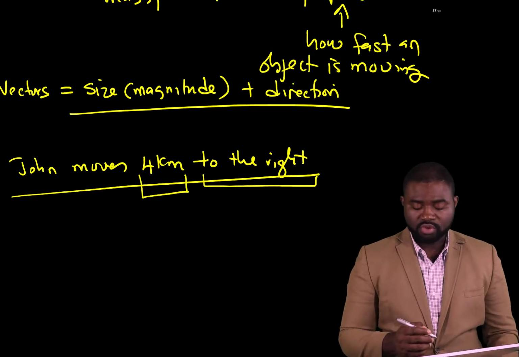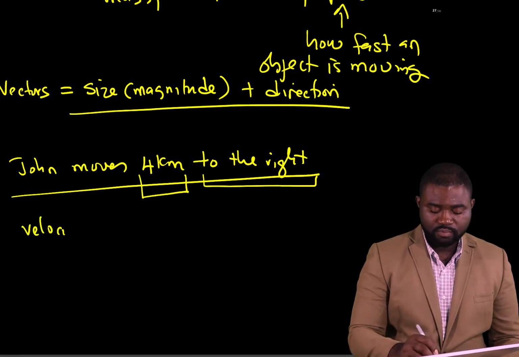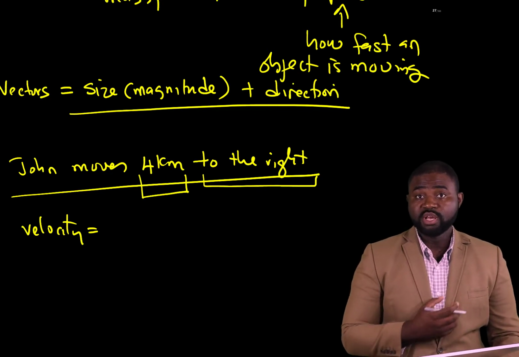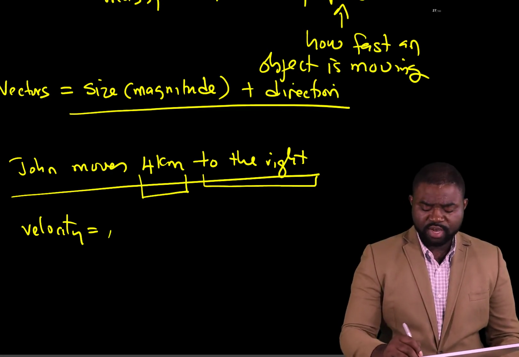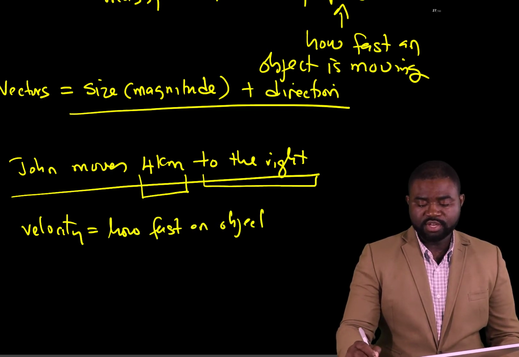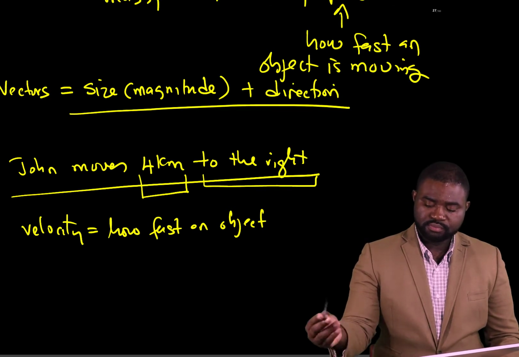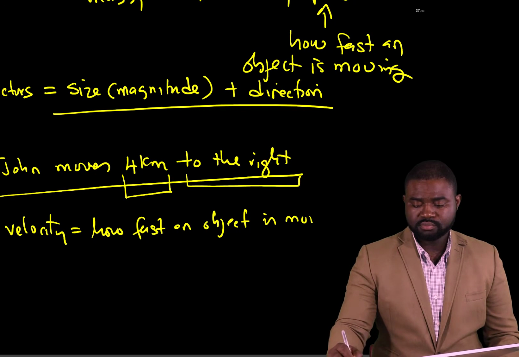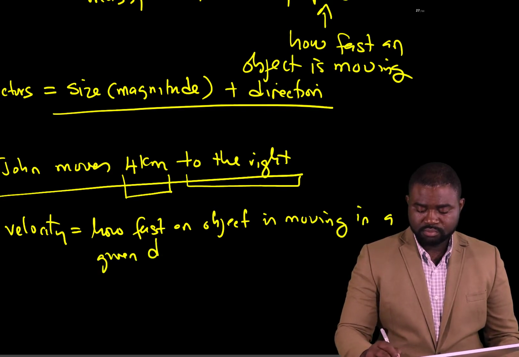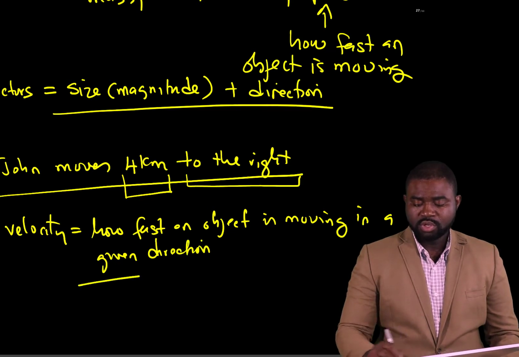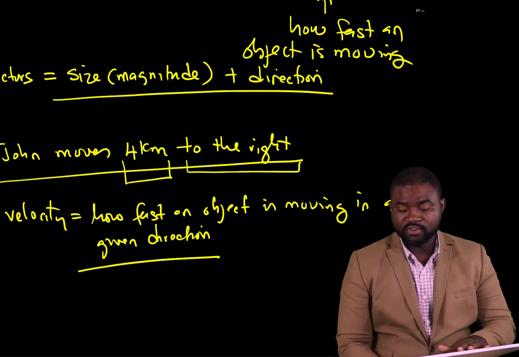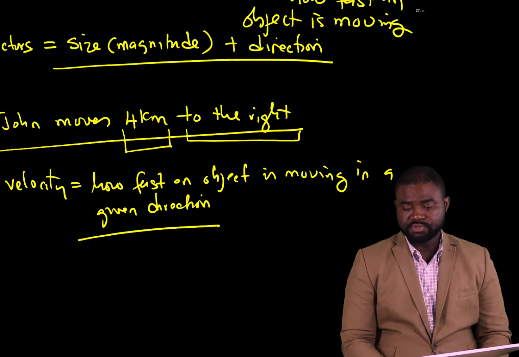Another example of a vector quantity is velocity. Velocity simply represents how fast an object is moving in a given direction. So it is an example of a vector quantity.